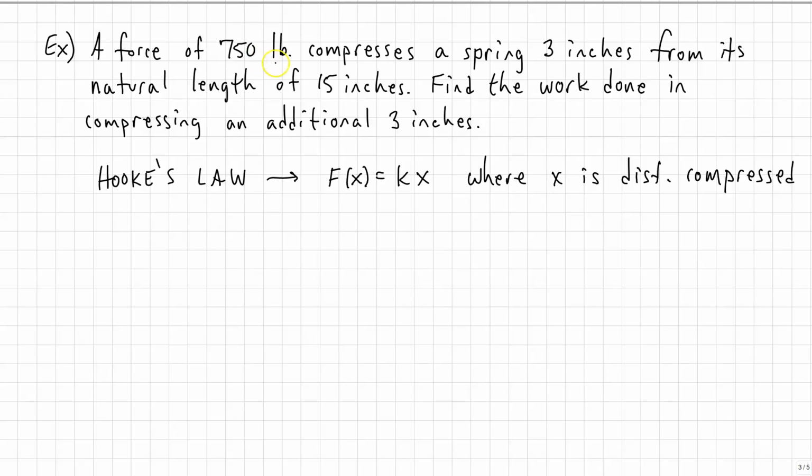Well, we know that 750 pounds compresses at 3 inches. So K for this particular situation is 250. So for this particular spring, where we have a 750 pound force compressing 3 inches, the K value is 250 for Hooke's law. If we did a different spring with a different amount of force, that would change everything. But for this one, K is 250. So force for this situation is 250x, because if x was 3, times 250 is 750.